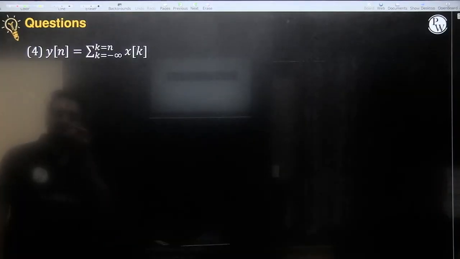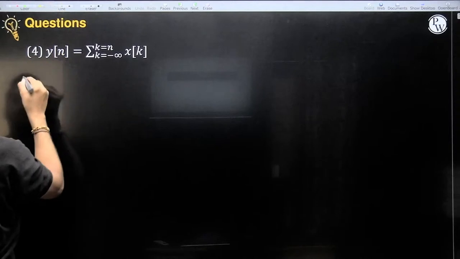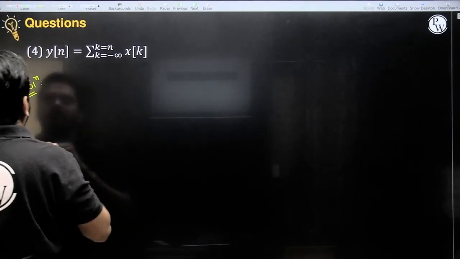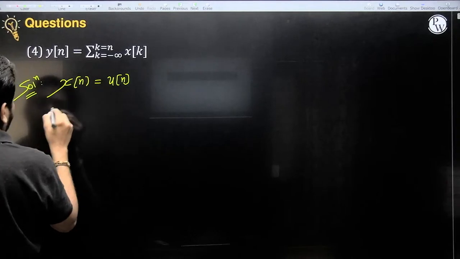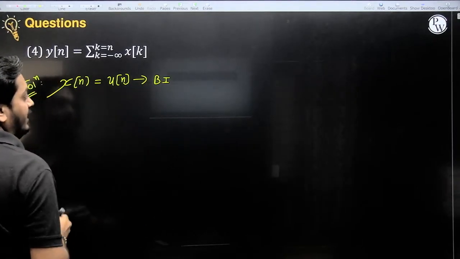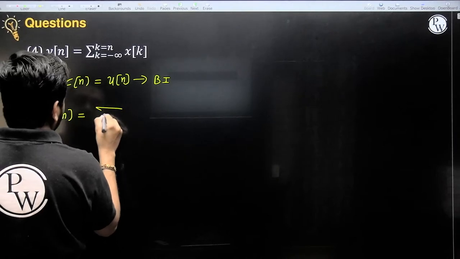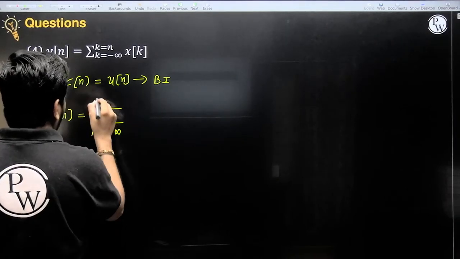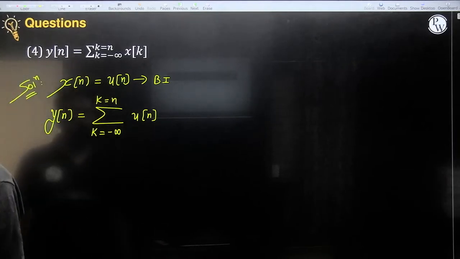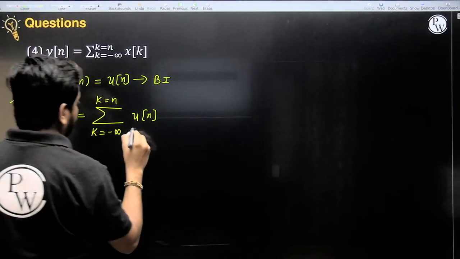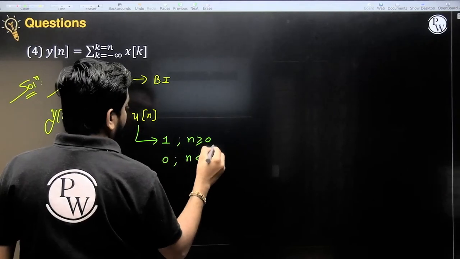Next question. Now, summation, guys. Is summation bounded or unbounded? So, if you take x of n equal to u of n, this is the bounded signal, a bounded input. Find the output for this bounded input. y of n is the summation of u of n. Now, if you put the value of u of n, it will be 1 for n greater than or equal to 0, and 0 for n less than 0, correct?